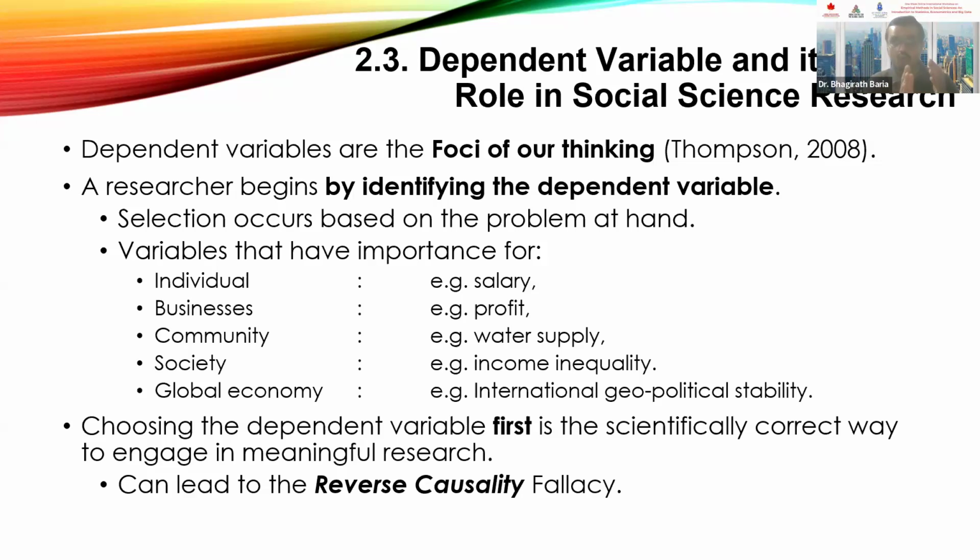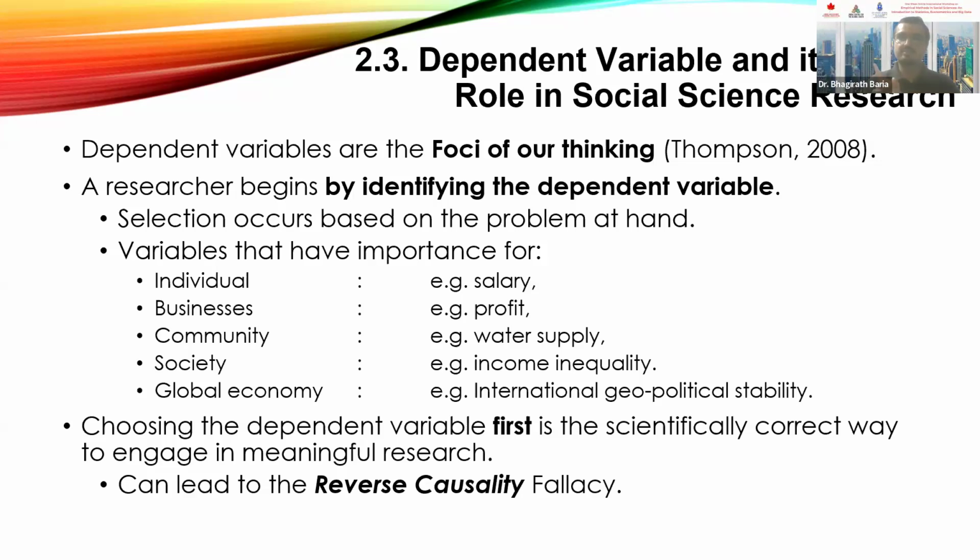For example, there are a lot of wars going on right now, Israel, Iran, and Hamas war. We have Ukraine, Russia war. So there are fears that more escalations may occur. So an international political economist or a geopolitical expert would like to study international geopolitical stability, how to maintain it. It will become their Y variable. Now they will start finding the X variables. That's the correct way of doing research.